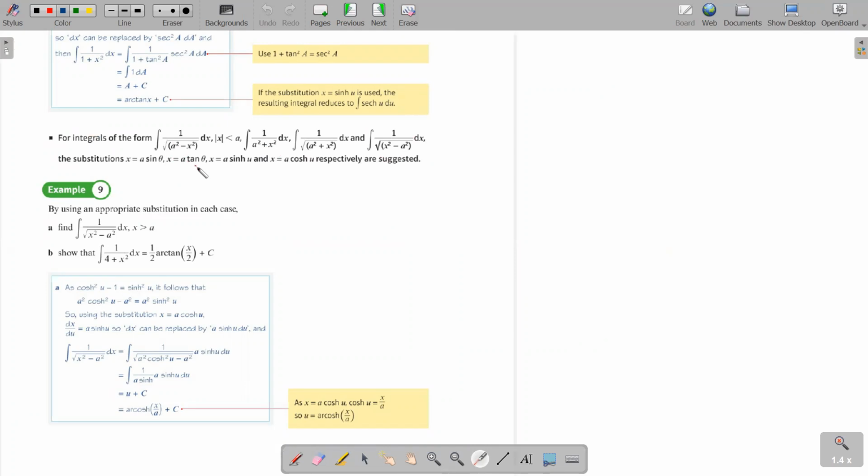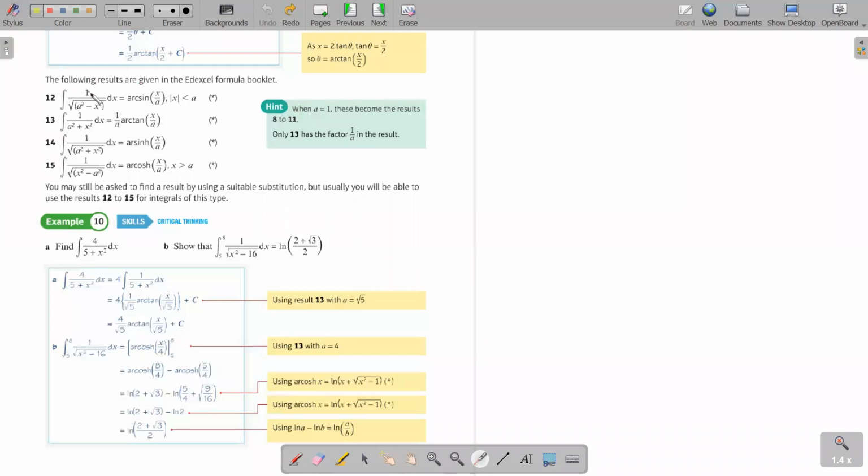So they have told you the best substitutions to use. For 1 over root a square minus x square, the substitution is x equals a sine theta. For 1 over a square plus x square, the substitution is x equals a tan theta. For 1 over root a square plus x square, the substitution is a sine u, and for 1 over root x square minus a square, the substitution is a cos u. Make a note of this, because according to the type of sum we will choose the substitution and do the sum.